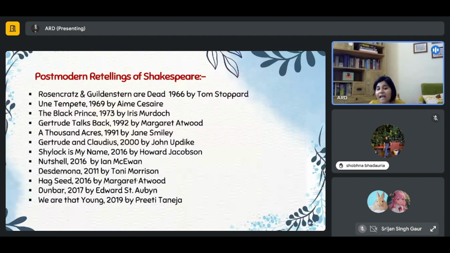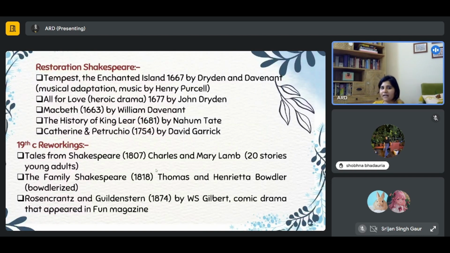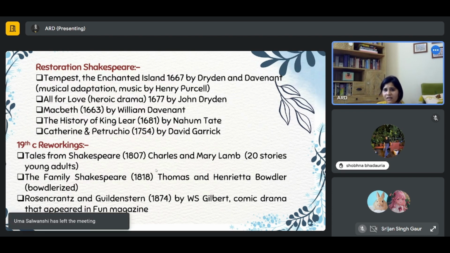And the last one, We Are That Young by Preeti Taneja. We Are That Young is a reworking of King Lear. Okay, she is of Indian origin, and this novel has caught the eyes of the critics and the audience. So they might ask, it's also important. Other than that, reworking of Shakespeare has been happening since Restoration times, from the next century. From the 17th century we usually know all this. Dryden's reworking, William Davenant's reworking, Nahum Tate's comic reworking of King Lear, which became more famous than the original King Lear.